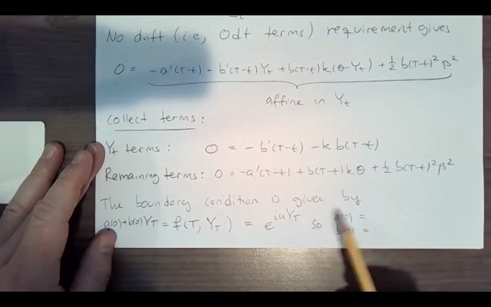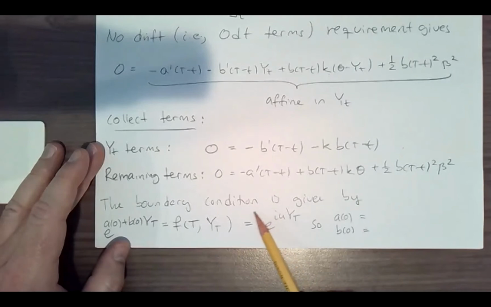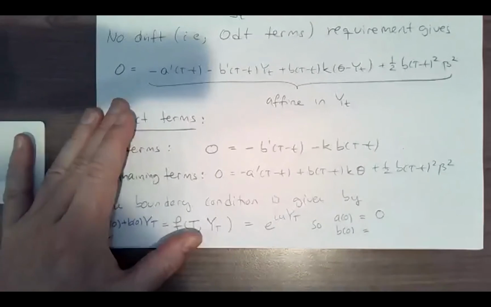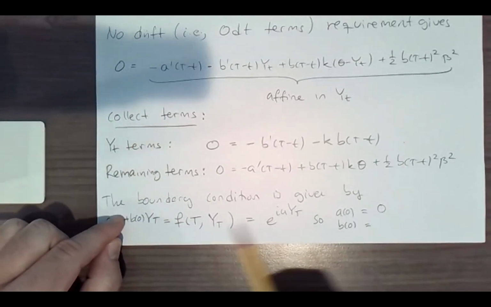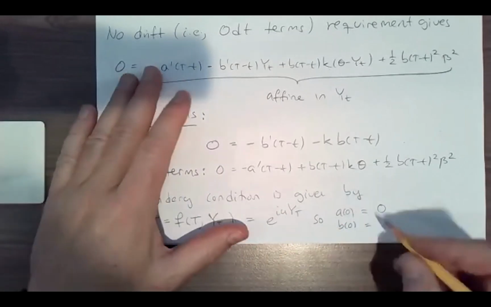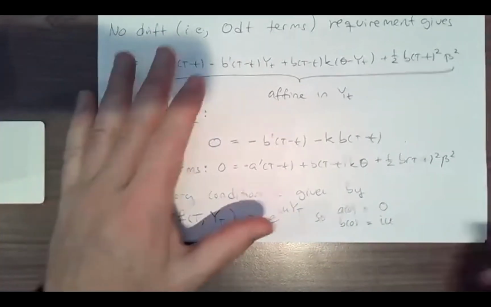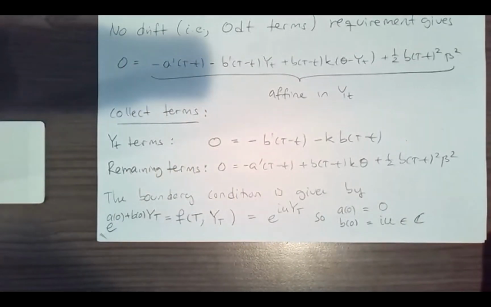What should be my A of 0? What should be my B of 0? Well, A of 0 should probably be... There's nothing here. So A of 0 should be 0. And B of 0, so now this one is gone. B of 0 should be iu, which is a complex number. So this gives me my ODEs.